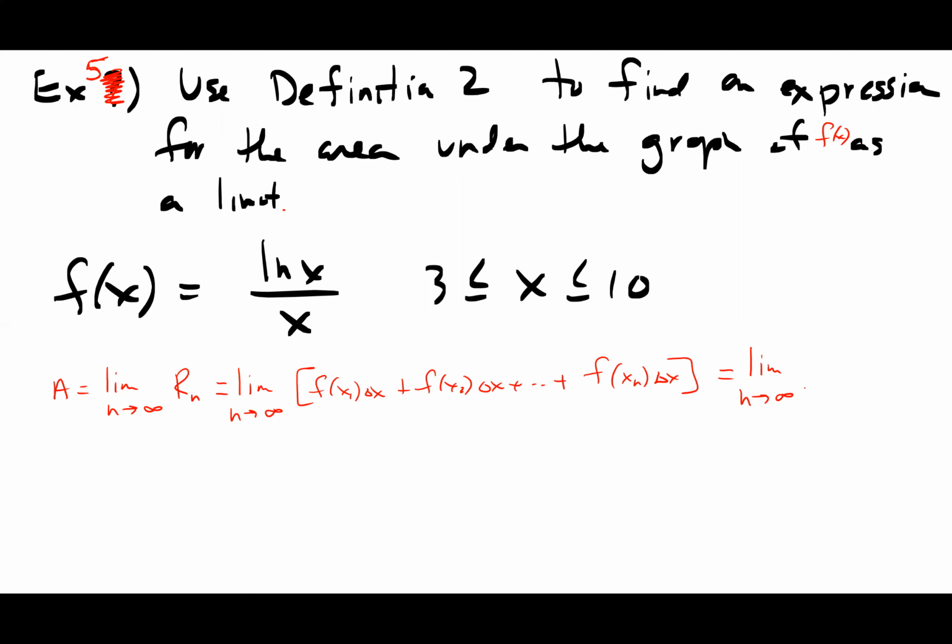Then the shortened version is the limit as n goes to infinity. That's the one that we really want here. The limit as n goes to infinity of the summation as i goes from 1 to n of f of x sub i, and that should be an i, and then it is that little piece right there, delta x.